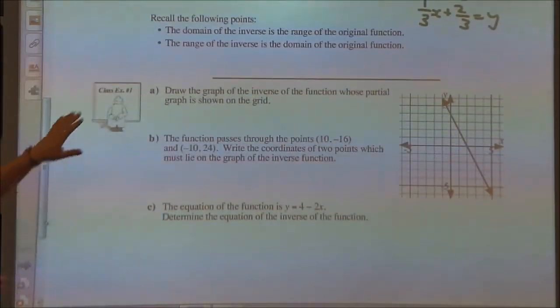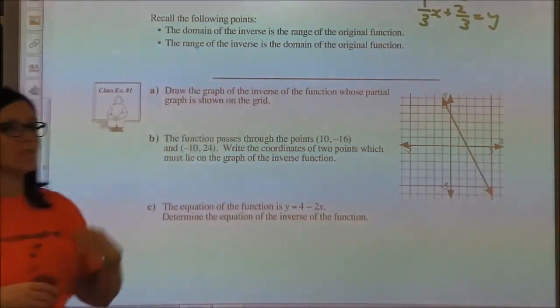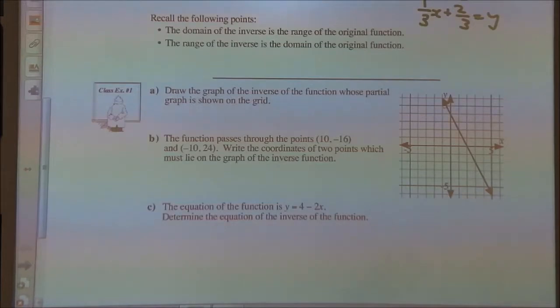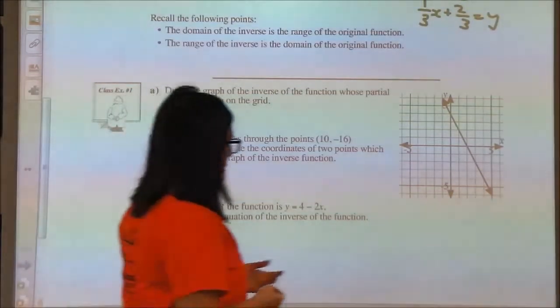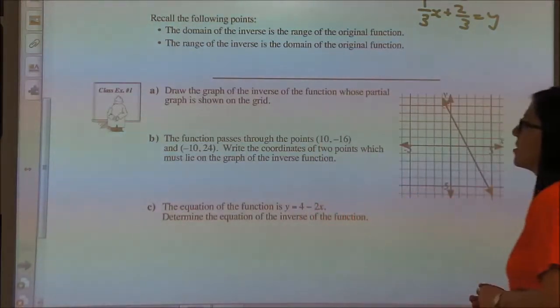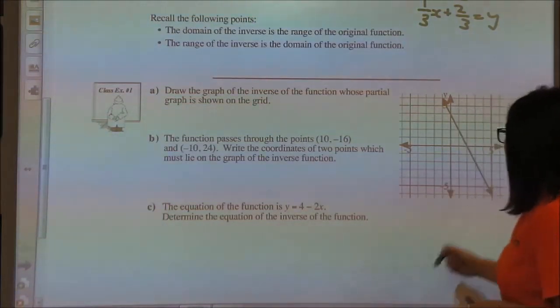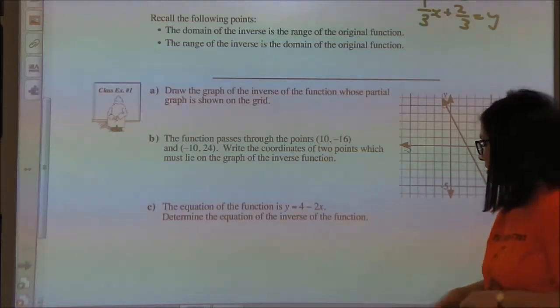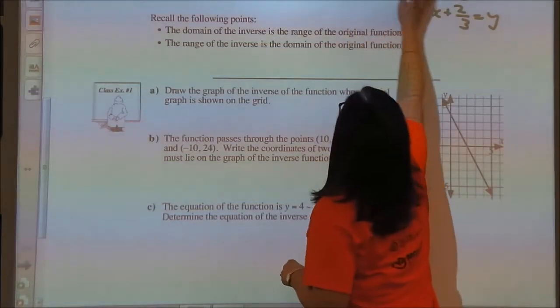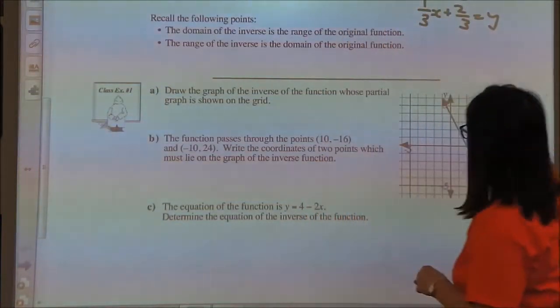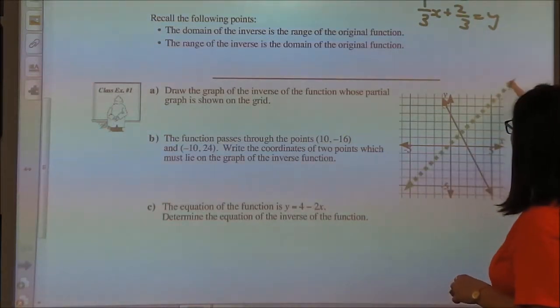Another point to recall, the domain of the inverse was the range of the original function. The range of the inverse was the domain of the original function. So if I have this graph, it says draw the graph of the inverse of the function whose partial graph is shown on the grid. So I can draw my mirrored line. I'm going to use a ruler, so to speak, to draw that. So here's my mirrored line.